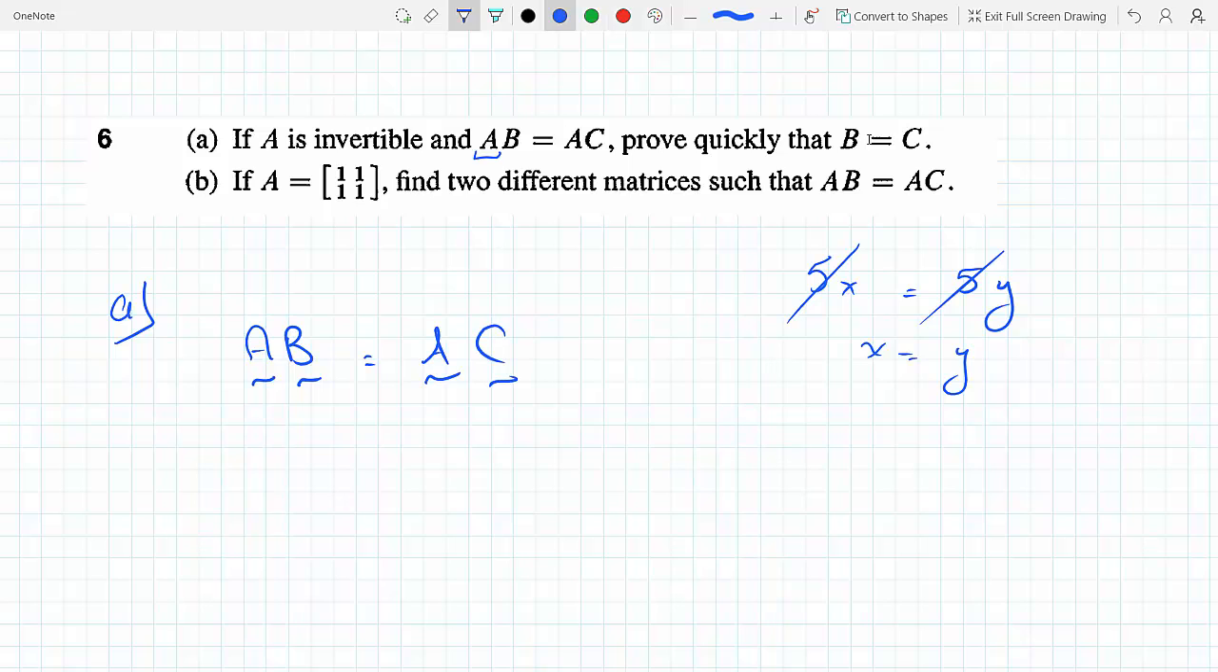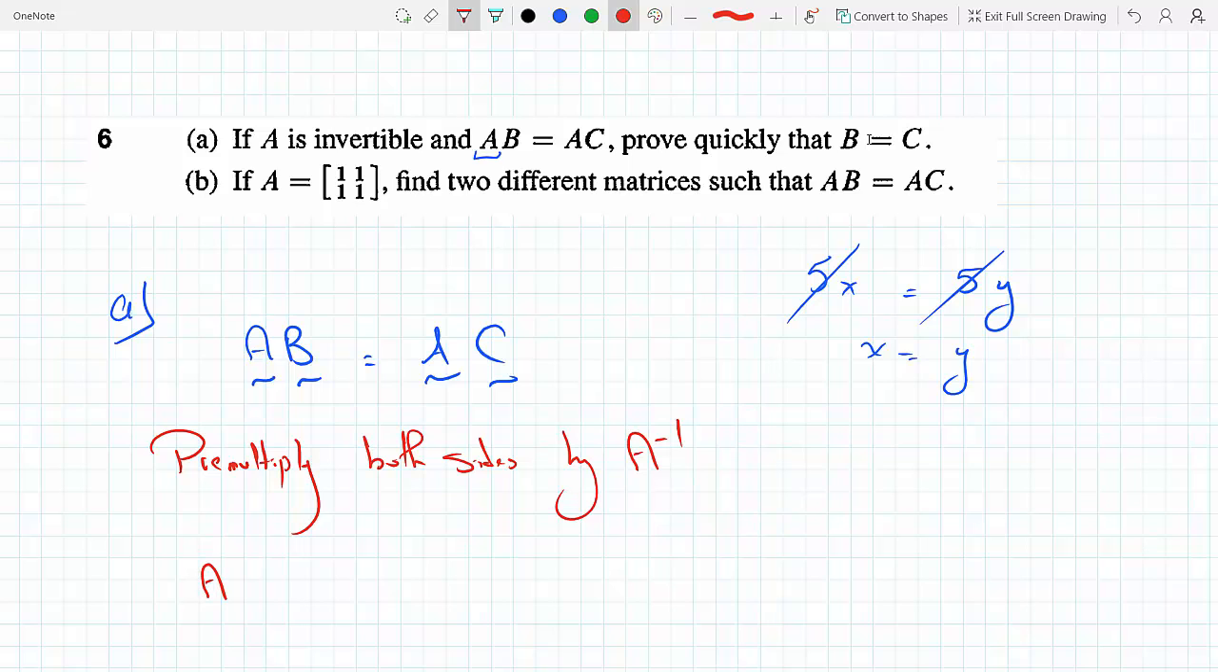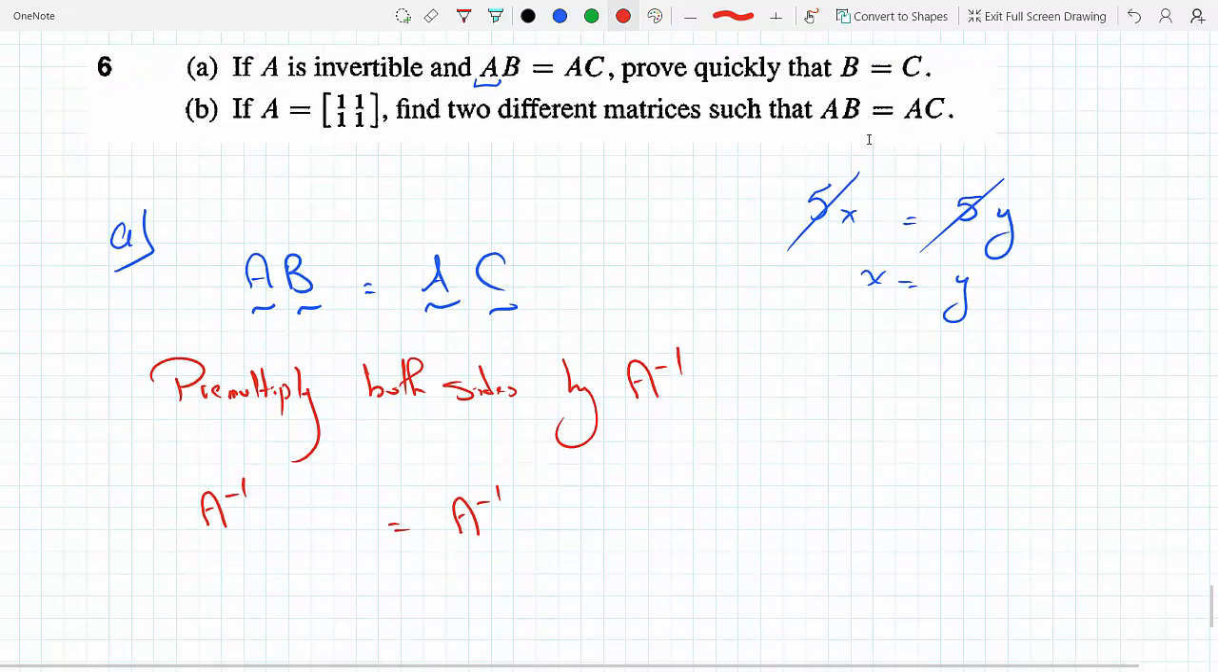The way you could prove that is you can pre-multiply both sides by A inverse. And look what happens when you do that. So A inverse, and here I'm going to multiply on the left by A inverse. Order matters here because with matrices, matrix A times matrix B does not necessarily equal matrix B times matrix A.